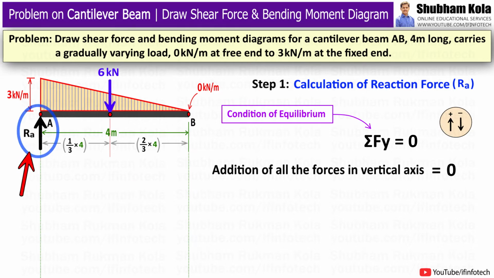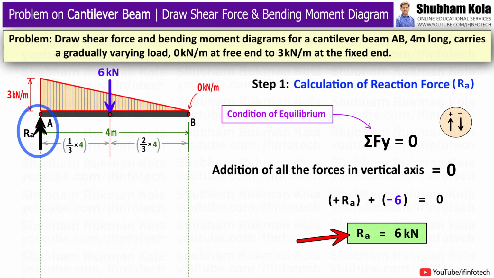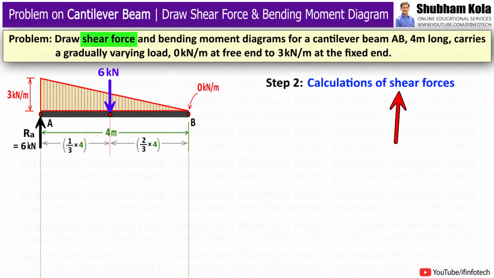Here RA is the vertical reaction force acting on the beam in the upward direction. So I will add this force with positive sign, and the converted point load of 6 kN force is acting on the beam in the downward direction. So I will add this 6 kN load with negative sign. So from this, I will get the value of reaction force RA equal to 6 kN. So now with the help of this calculated value of RA, I will further calculate the values of shear forces at all the points of beam.